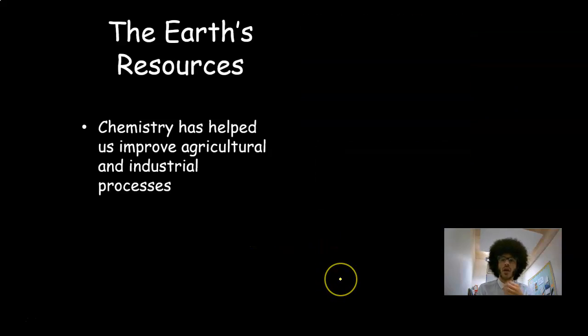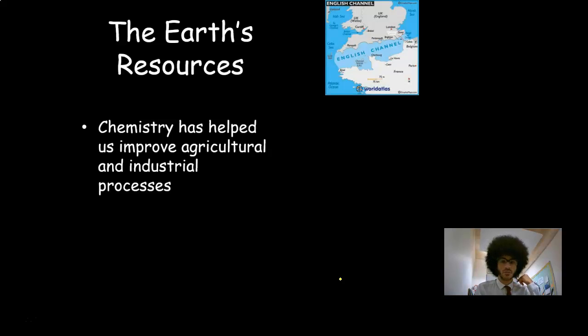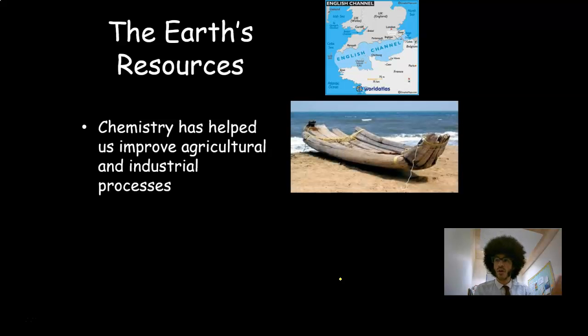Another good example of how chemistry has helped us improve agriculture and industrial processes is in transport. Now, the example I'd like to talk about is the English Channel, and basically about seafaring in general. In the dawn of times of early man, we were using very crudely constructed boats, probably made out of timber with some twine and so forth. And they were fine, but you can't carry many people over them, and they're not very technologically advanced. Over time, we've obviously got a lot more sophisticated.